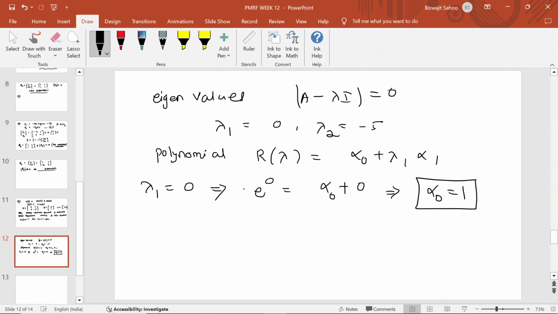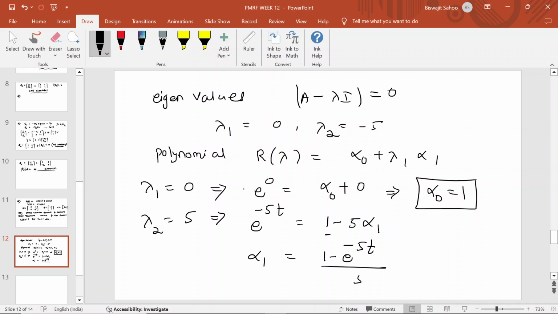Now, when lambda 2 equal to minus 5, what is the equation? e to the power minus 5t equals alpha 0, which is 1, I'm just putting the value here, 1 minus 5 times alpha 1. Then solve for alpha 1. Alpha 1 equals 1 minus e to the power minus 5t, divided by 5. This is alpha 1.